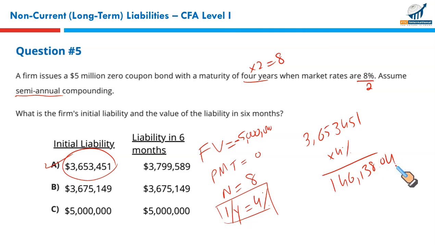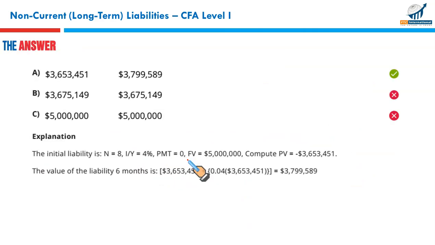It is 146,138.04. So this is the initial liability, and this is the interest accrued. So the total liability, this plus the amount I calculated, just add these two. What you get? 146,138 plus 3,653,451. It is 3,799,589. That's a perfect match, and that makes option A to be your correct option.